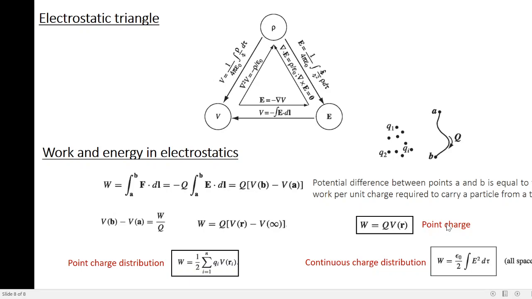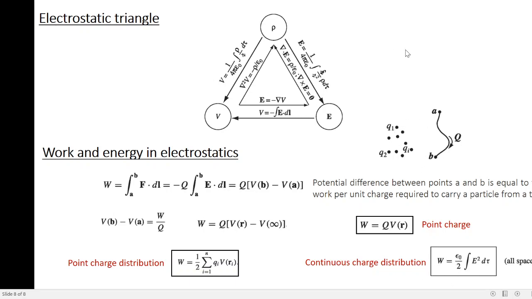Now quickly you can extrapolate this in the case of a point charge distribution. I am not going into details of the derivation. You will find that the work done W equal to half into sum over Qi into V of Ri, whereas in the case of a continuous charge distribution, this is equal to epsilon naught by 2 integral E squared d tau. And what's the physical meaning of this work done?